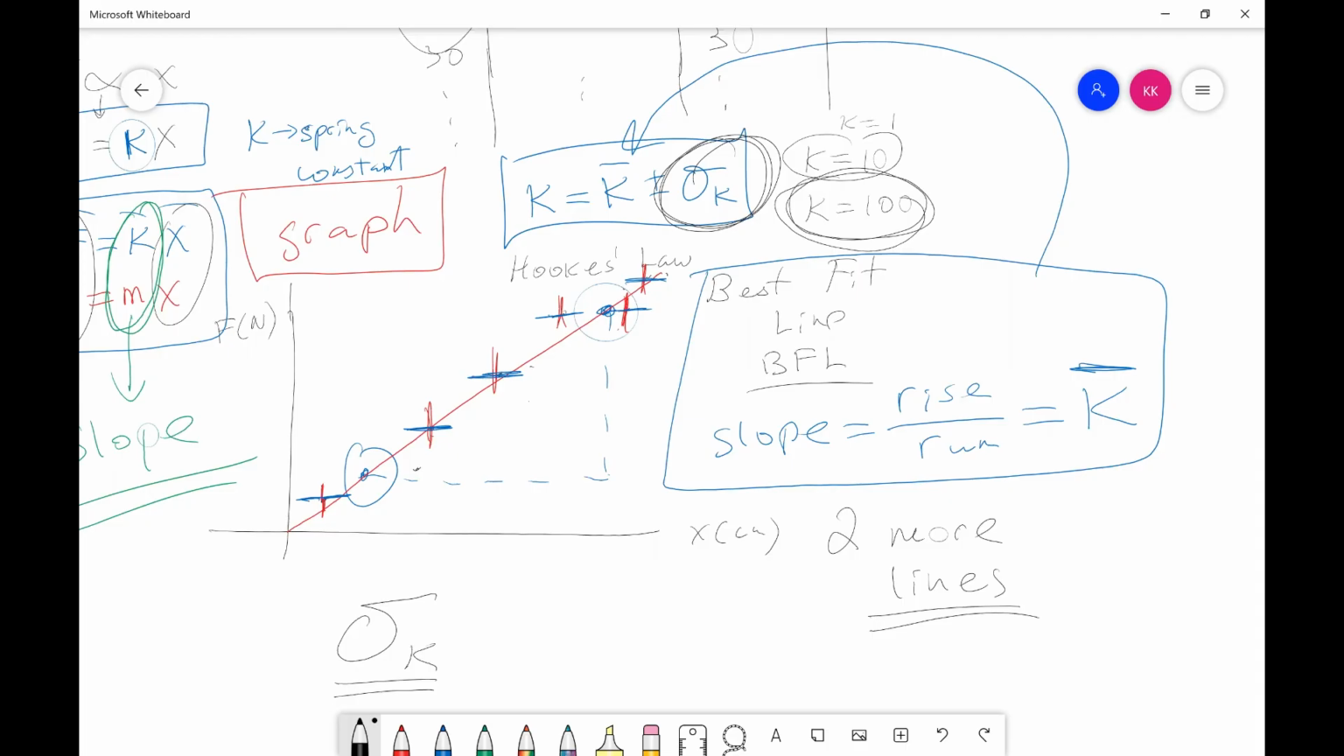Those two more lines, one is called a maximum line. The maximum line goes like this. This line has to go above all of your data points. So this is the maximum line.